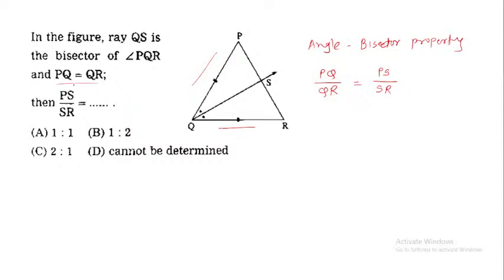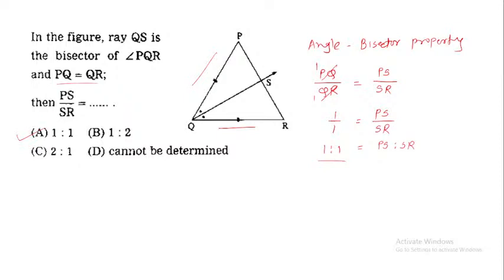Now here it is given that PQ is equal to QR. So on the left hand side, PQ and QR will get cancelled as they are equal. So we get 1 divided by 1 is equal to PS divided by SR. And 1 divided by 1 is nothing but 1 is to 1 is equal to PS is to SR. That is PS divided by SR is equal to 1 is to 1. So this is the alternative. First alternative is there, 1 is to 1. So our answer is 1 is to 1.